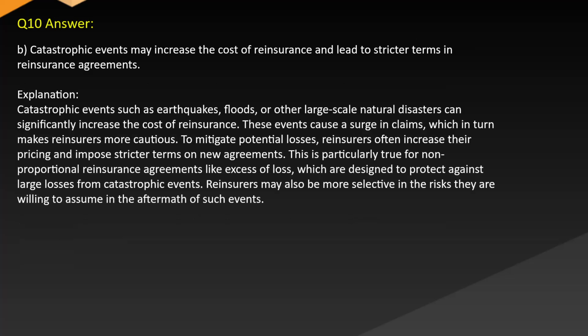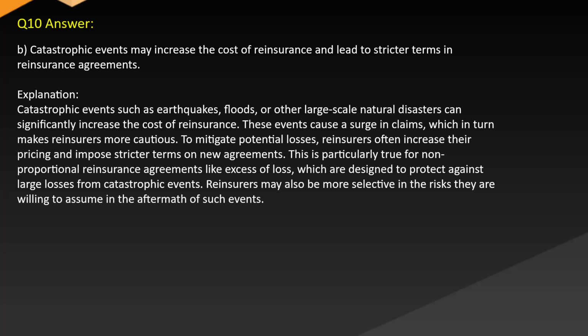Answer. B. Catastrophic events may increase the cost of reinsurance and lead to stricter terms in reinsurance agreements. Explanation. Catastrophic events such as earthquakes, floods, or other large-scale natural disasters can significantly increase the cost of reinsurance. These events cause a surge in claims, which in turn makes reinsurers more cautious. To mitigate potential losses, reinsurers often increase their pricing and impose stricter terms on new agreements.